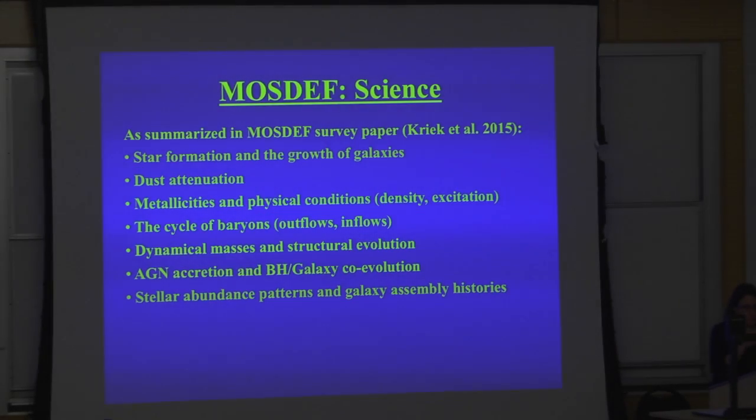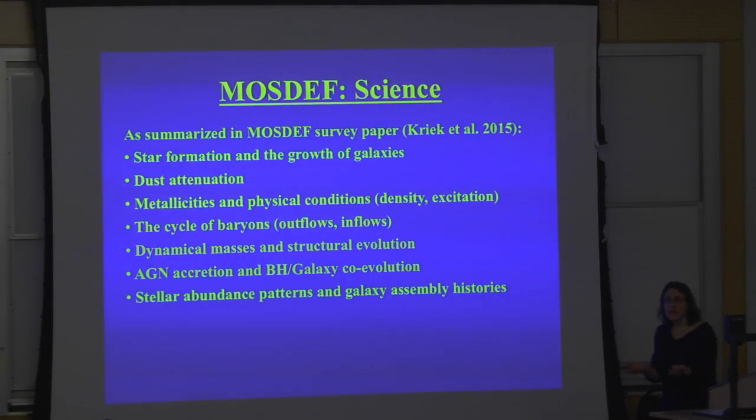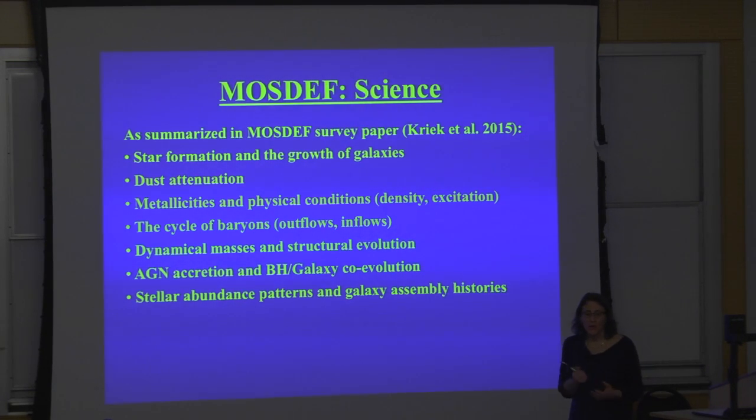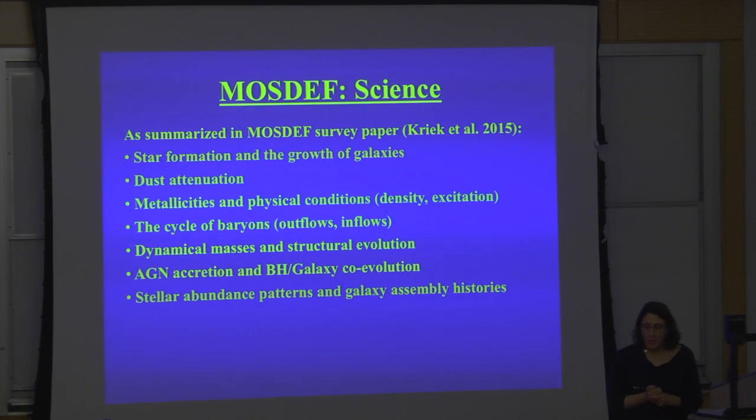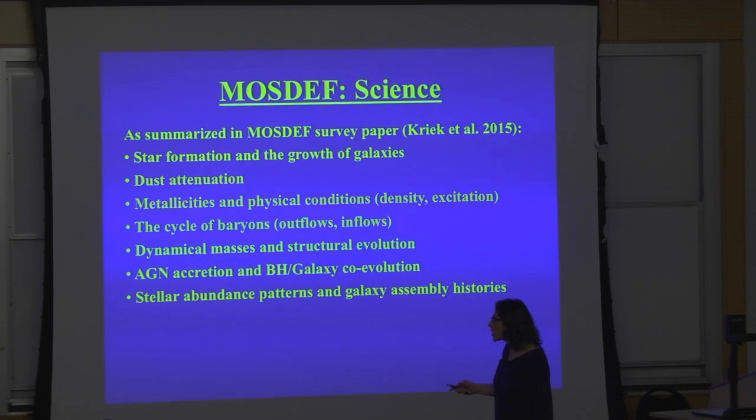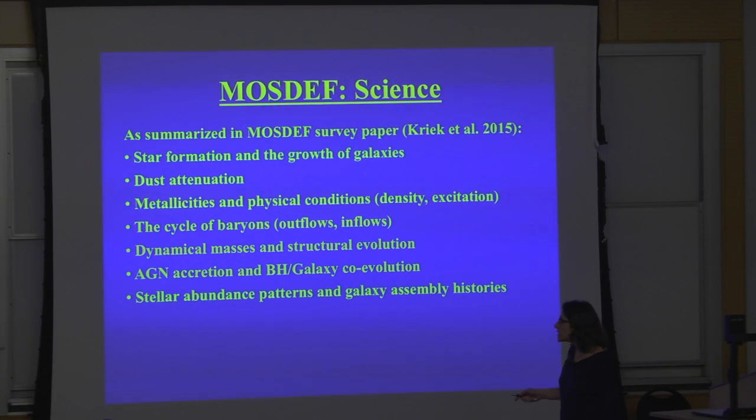Okay. So we've been doing lots of stuff with our wonderful data set of spectra, and we're considering many different science questions. And so we've written down some of the ideas that we're thinking about in a paper by Mariska Kriek from a couple years ago. So we're looking at star formation and the growth of galaxies, dust attenuation, metallicities and physical conditions like the density of gas and the excitation in the star-forming regions. We're looking at how gas cycles in and out of galaxies, outflows and inflows.